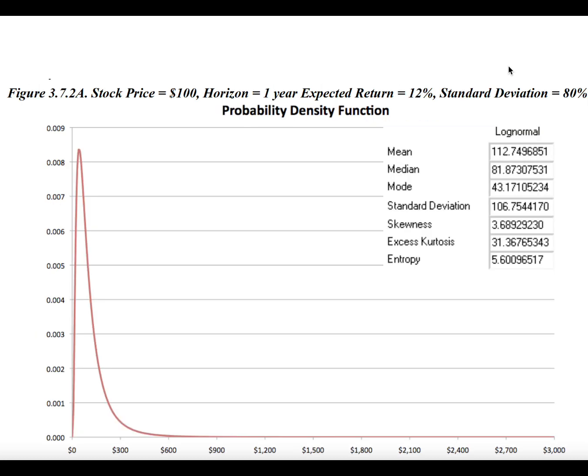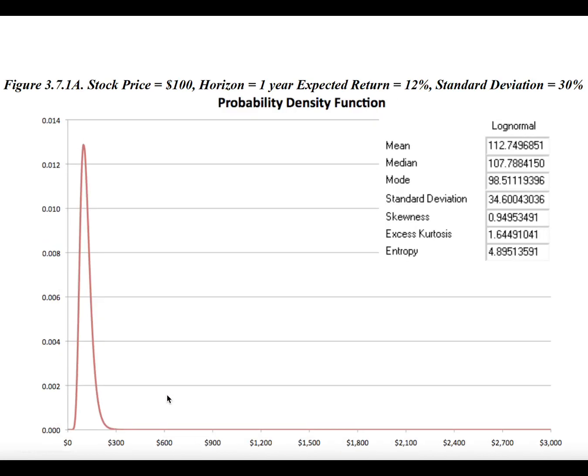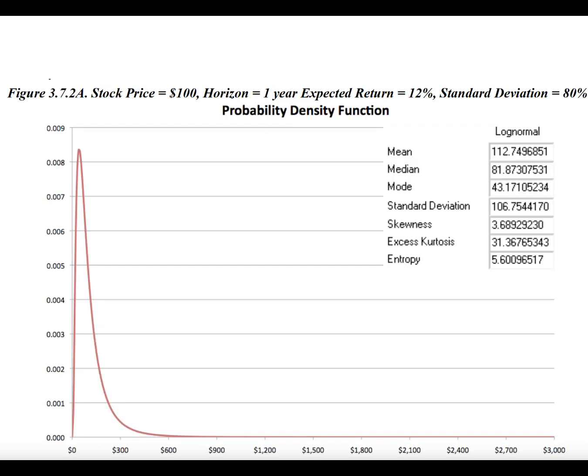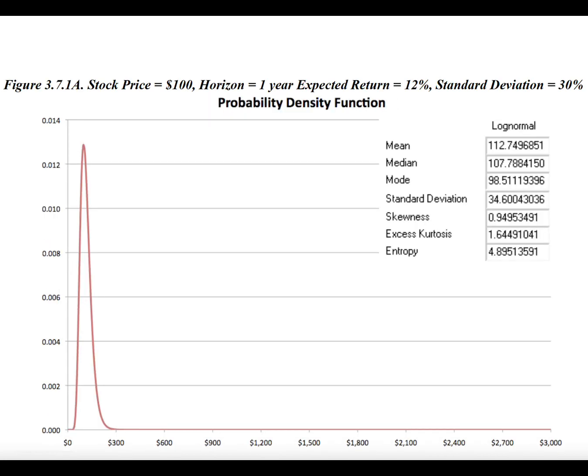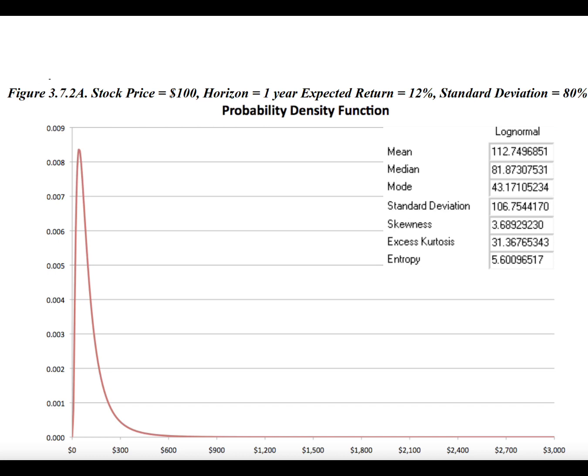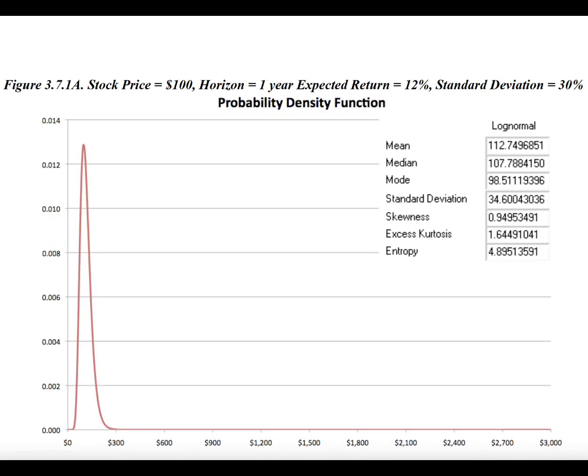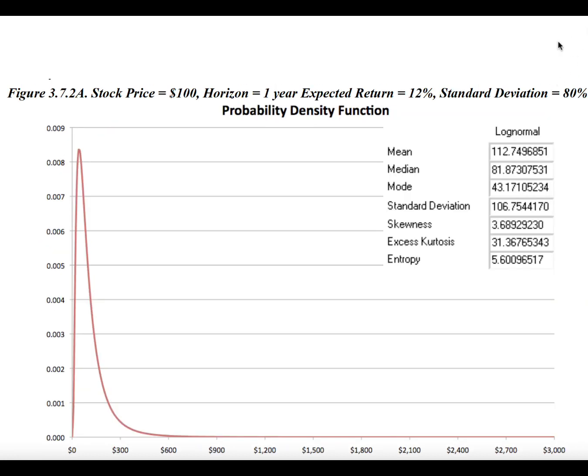And so if I step up to 80% standard deviation, you'll notice the positive skewness in the PDF is getting greater. So if you compare the 30% standard deviation to the 80%, you can see that this distribution is becoming increasingly positively skewed. And the mode, it's hard to see, but the mode is actually collapsing towards 0. And so in this case, the mode was 98.51. In the case of an 80% volatility, it's only 43.